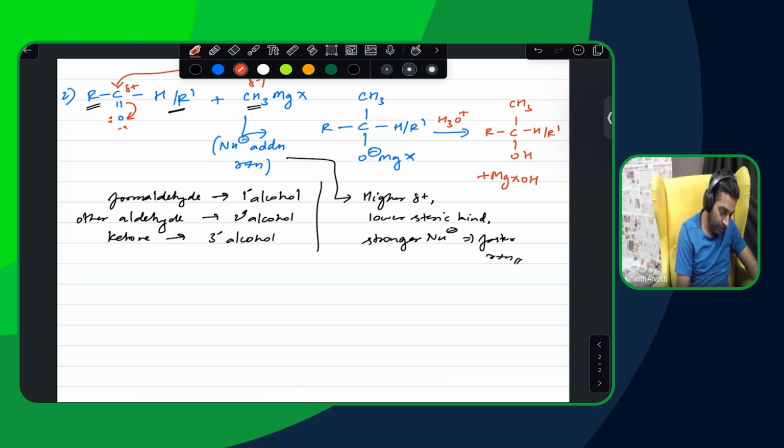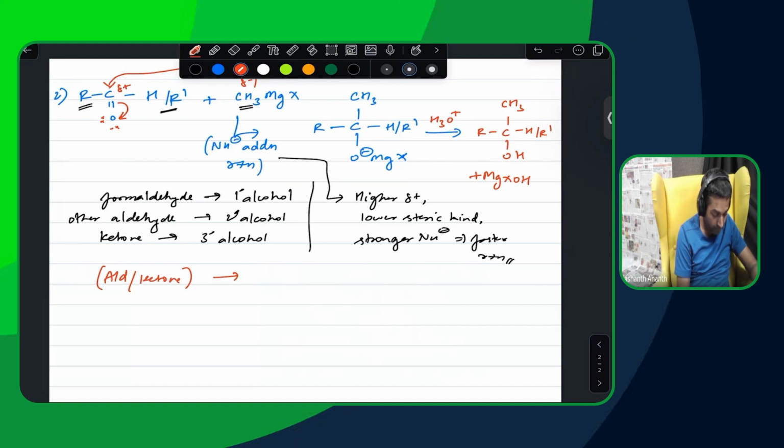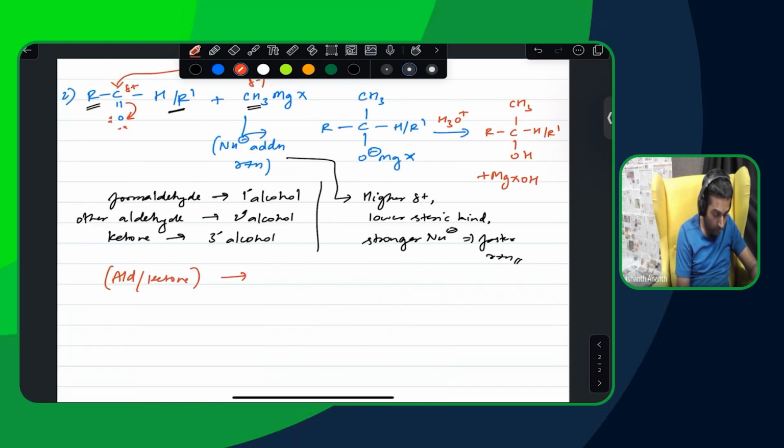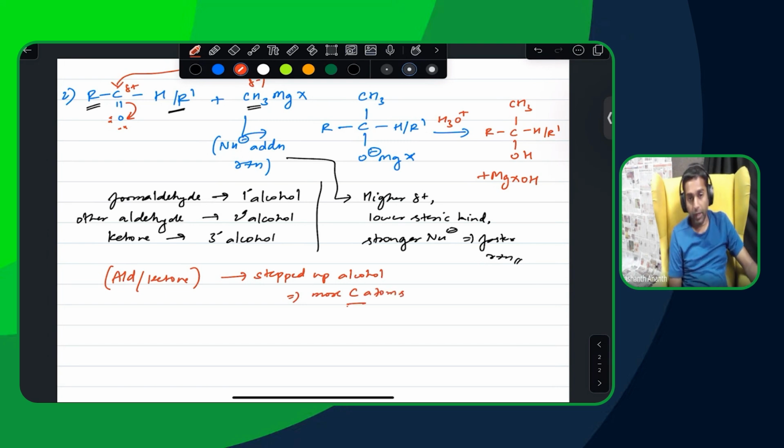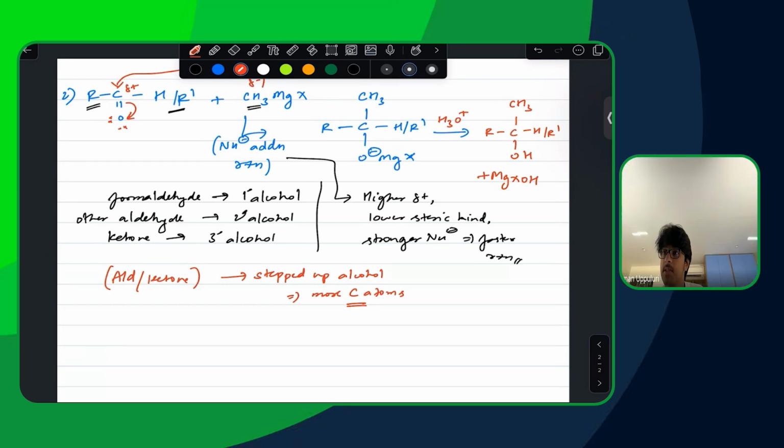So in this case, you can think of it as aldehyde or ketone gives stepped up alcohol, with more carbon atoms. Now, if you want to get the same number of carbons, the same aldehyde converted into an alcohol, how would you do that? We talked about aldehyde with Grignard reagent, correct? We got an alcohol.